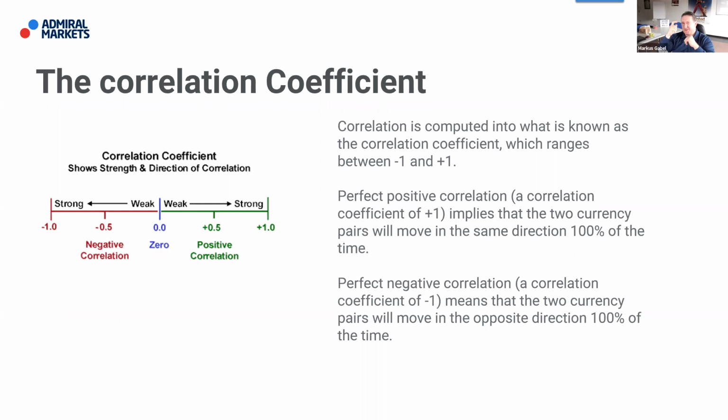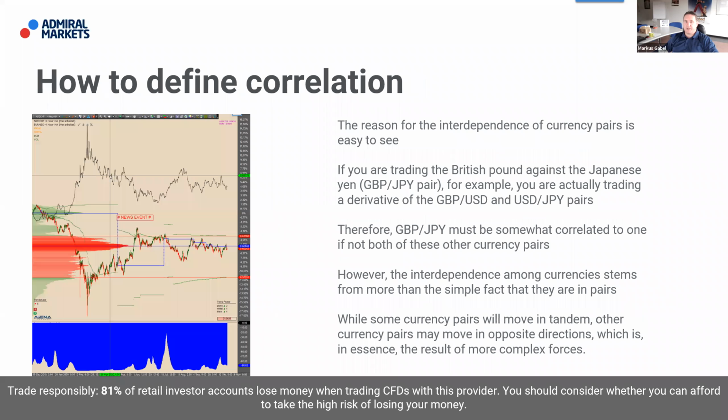So maybe you come up with your thoughts a little bit, and you can think it through how you can make a little bit more money in the market. This is the deeper sense of correlation. So the reason for the interdependence of currency pairs is relatively easy to see.